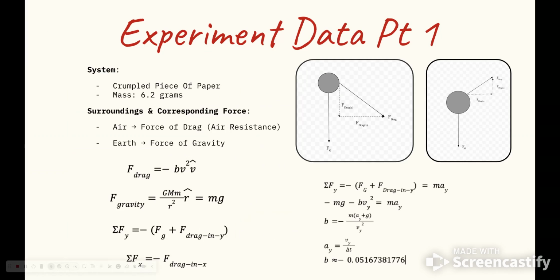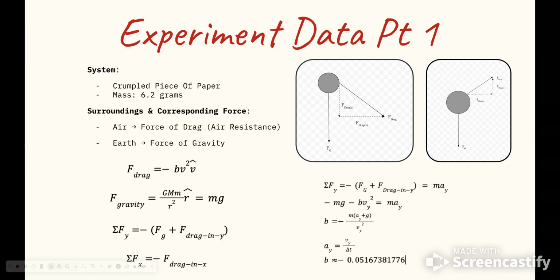In this lab, the two primary forces that we're going to consider are the force of gravity and the force of drag. As shown in the slides, the force of drag is equal to negative bv squared, and by definition, it acts in the direction opposite to the object's motion. Our initial conditions are: in the y direction, we have both the force of gravity and the y component of the drag force, and in the x direction, we only have the x component of the drag force.